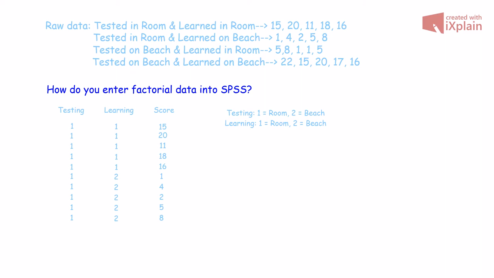And then the last set of numbers is going to be tested on a beach, so they would get a 2. And they were learning on a beach, so they would get a 2. And then we would get their scores. So it would be 2, 2, 22, 2, 2, 15, and so on. That's how you enter data in the factorial ANOVA situation into SPSS.